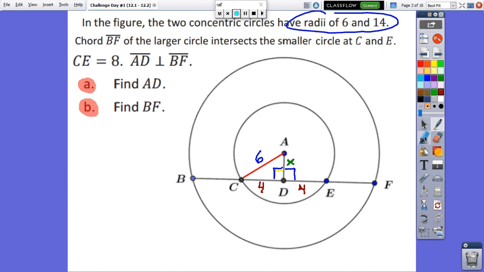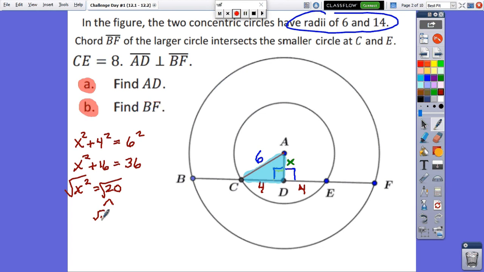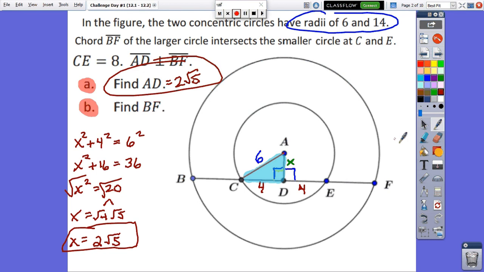And so we can now use the Pythagorean theorem in this right triangle to solve for AD. So x squared plus 4 squared equals 6 squared. And so 4 squared is 16, 6 squared is 36. Subtract our 16 over to the 36 and get 20. Square root both sides, and the square root of 20 breaks down into the square root of 4 and the square root of 5. And the square root of 4 gives us a lovely 2, and the root 5 has to stay. So there's the length of AD, 2 root 5.